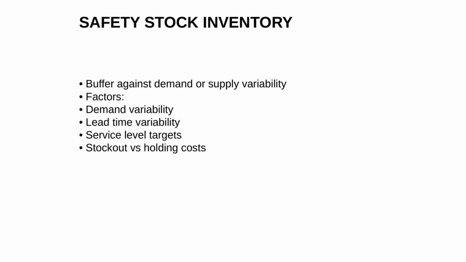Safety stock inventory is the buffer inventory held to protect against uncertainty. It exists because both demand and supply can vary. Safety stock decisions depend on demand variability, lead time variability, the target service level the business wants to achieve, and the trade-off between stockout costs and holding costs. The more unpredictable the environment, or the higher the service expectations, the more safety stock a company may need, but it comes at a cost.